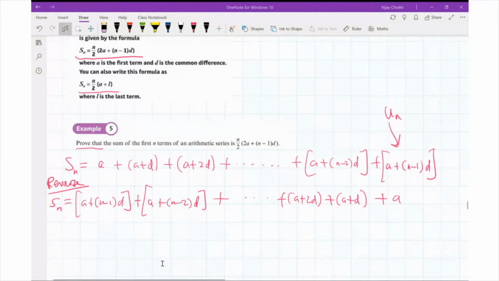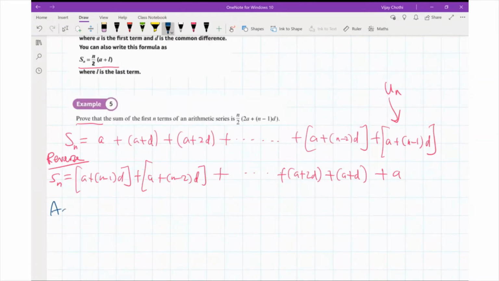Next step is to add the two series together, and the miracle will happen. When you add these together, you get twice the sum, so you get 2Sn. And the clever bit, when you add these together, pair them up again. If you pair this together, a plus a gives you 2a. So you end up getting 2a plus (n minus 1)d. So this is the expression which is going to be repeated.